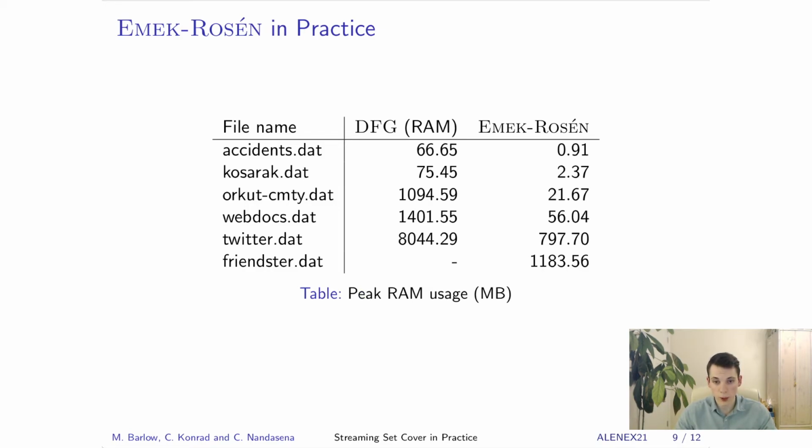In terms of peak RAM usage, we have huge savings with Emick-Rosen. So specifically, Emick-Rosen uses 73 times less RAM in the best case, 10 times less RAM in the worst case, and keep in mind that's still an improvement of an order of magnitude. So this is a pretty impressive improvement here. And yeah, this reduced memory footprint is really the main selling point of the Emick-Rosen algorithm.